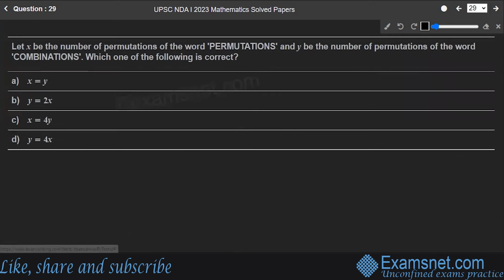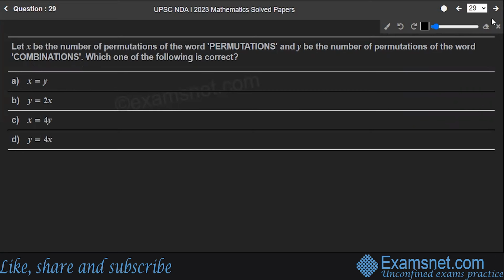Hope you got this. Next is question number 29. It says, let X be the number of permutations of the word PERMUTATIONS and Y be the number of permutations of the word COMBINATIONS. Which one of the following is correct?